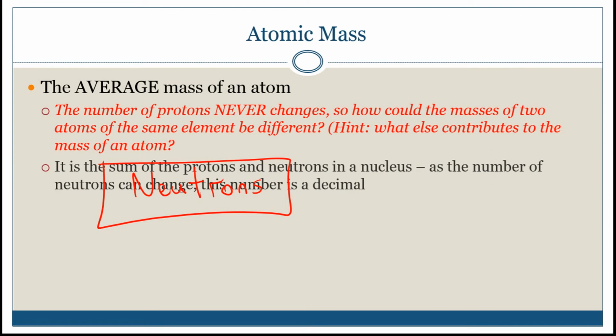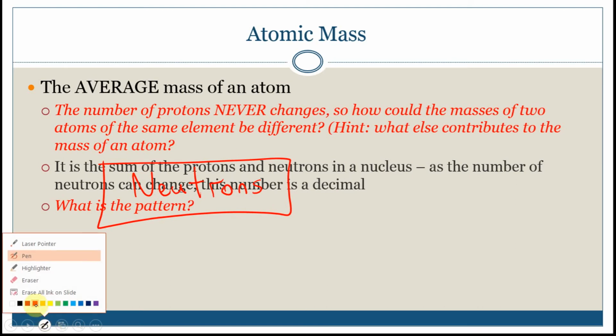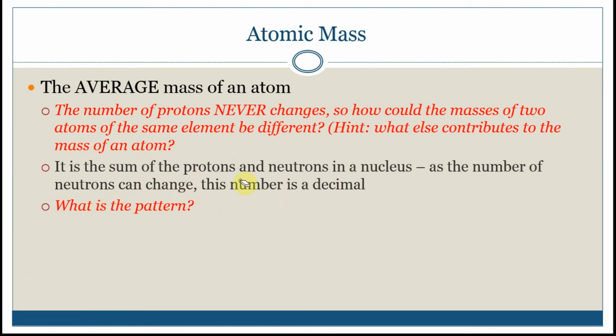Oh! It is the sum of the protons and the neutrons in a nucleus. As the number of neutrons can change, this number is a decimal. What's the pattern? As you move to the right, what happens to the masses? Gets bigger, gets smaller, or stays the same? Goes up. Not always gets bigger.